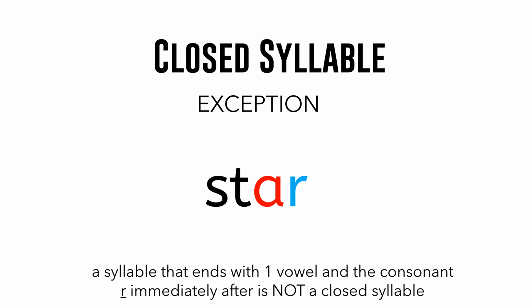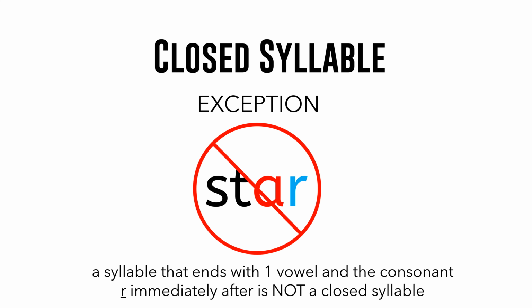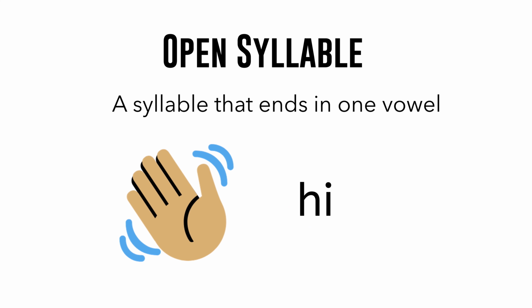There is, however, an exception to this definition of a closed syllable that I want you to be mindful of before we move on. If you have a syllable that ends in one vowel and the letter R, it does not make the expected short vowel sound and therefore is not a closed syllable. So let's move on to our next syllable, which is the open syllable.